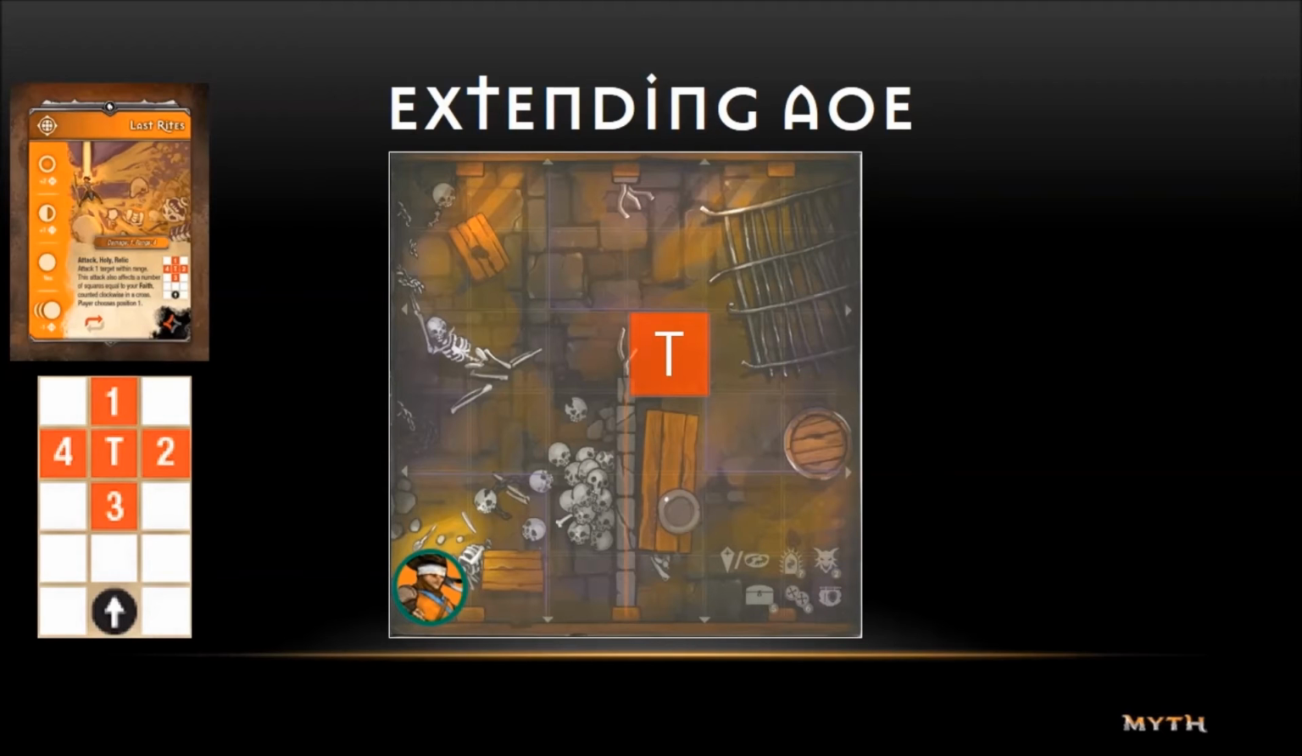diagram. And the first question that we have to ask ourselves after how many faith is, where do we want to start? Where do we want to start extending out the area of effect? The answer to that is it's up to us as players, as long as the first square, the extension, is orthogonal to the target square. So I could have that first square here, I could have that first square here. As long as it's orthogonal to the target square, we're good to go.